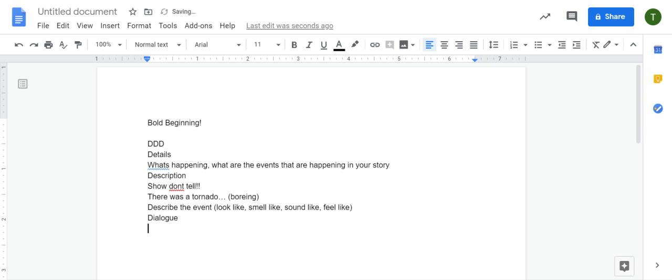And then dialogue, meaning characters talking. That's an obvious one. So do you have in your story the 3 Ds? Details, description, and dialogue. And then when you've looked for the 3 Ds in your writing, then you're going to think about your extended ending.